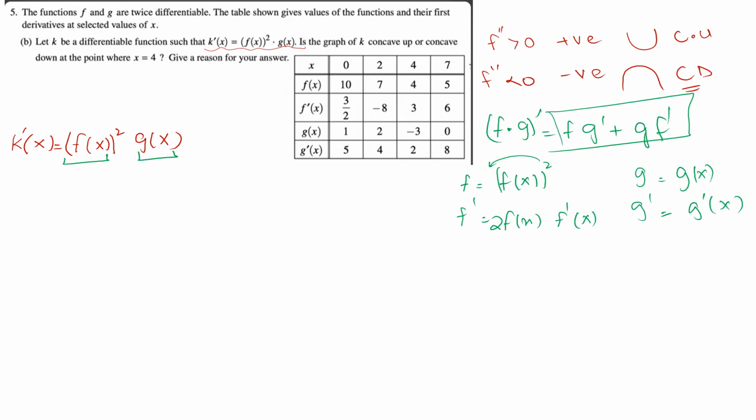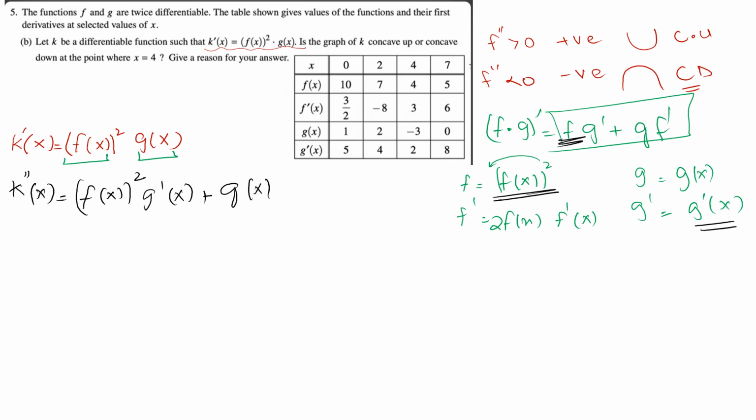So what we are going to do, k double prime of x equals, now f, what is your f? f is f of x whole squared. g prime is g prime of x, plus g, so it is g of x. f prime, it is 2 f of x, f prime of x. Now they are asking us to find the concavity at x equals 4, which means replace all the x by 4.